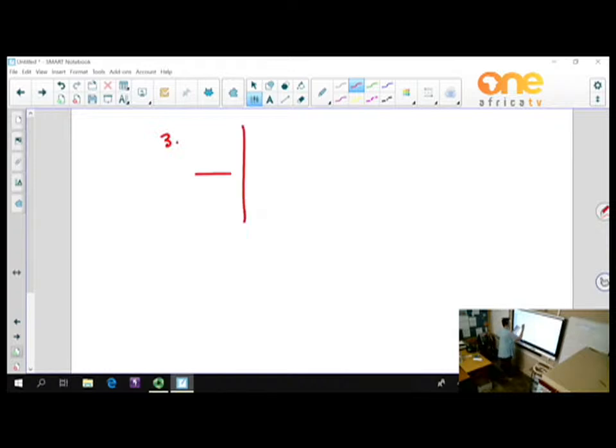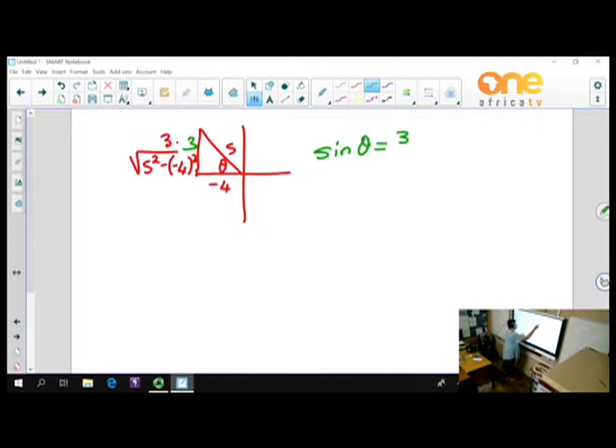So now we have cosine B is negative 4 over 5. There's my theta. So I first have to calculate this side, which will be 5 squared minus negative 4 squared, and the value of that side is 3. That's your typical Pythagorean triple that we are working with here. Okay, and then we have to find sine and tan. So sine theta is going to be 3 over 5, and tan theta is going to be 3 over negative 4. Question 4.